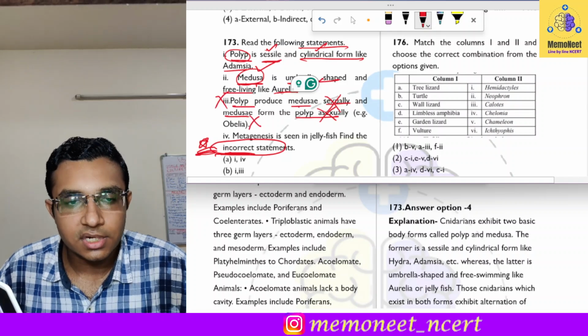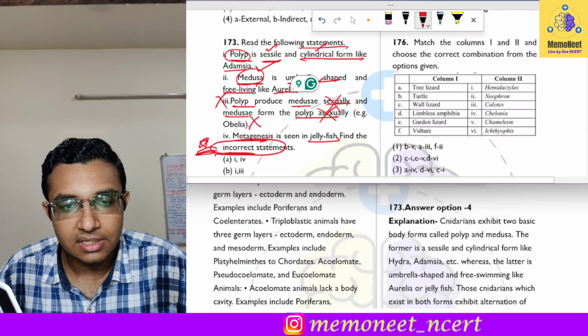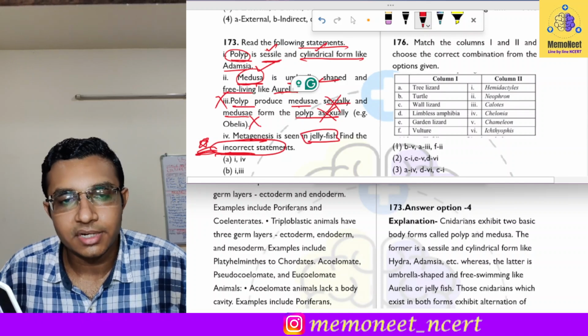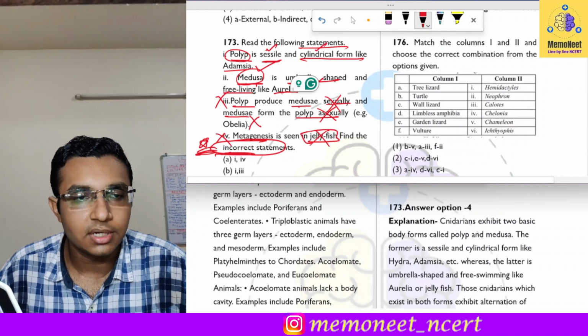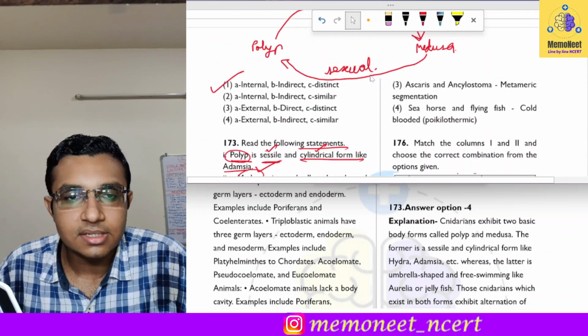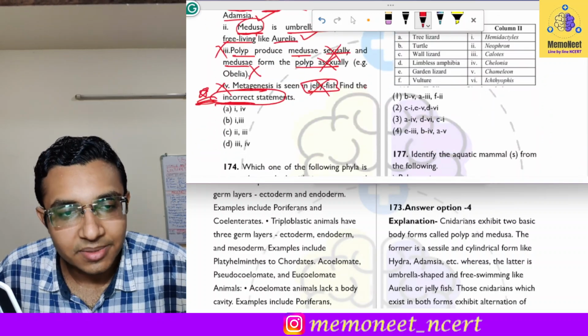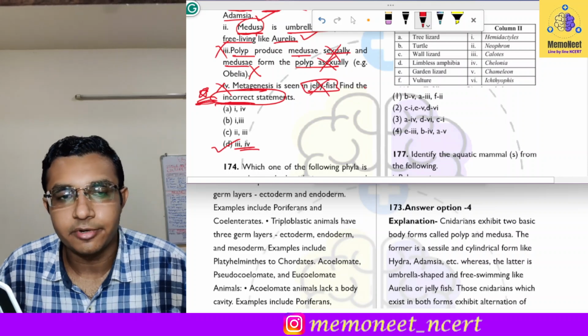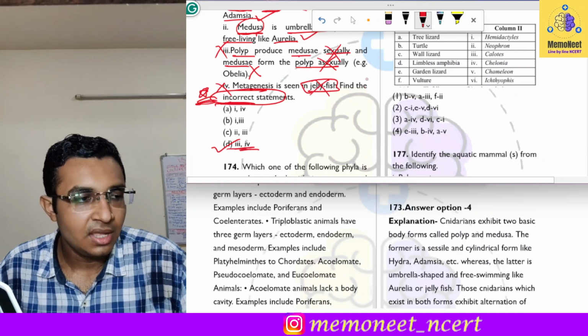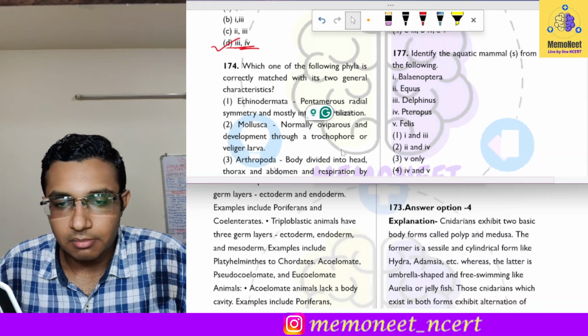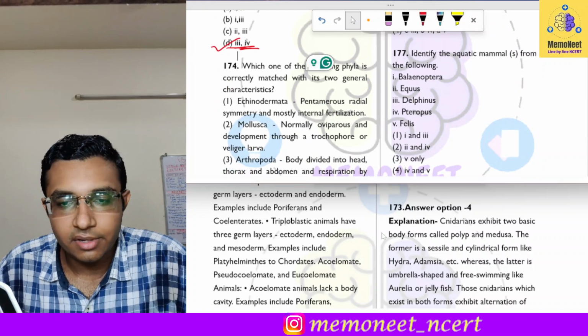The fourth statement is: metagenesis is seen in jellyfish. So is this statement incorrect? So no, this statement is also incorrect because metagenesis is not seen in jellyfish. So here the incorrect statements are statement 3 and statement 4. All right. The next question is question number 174.